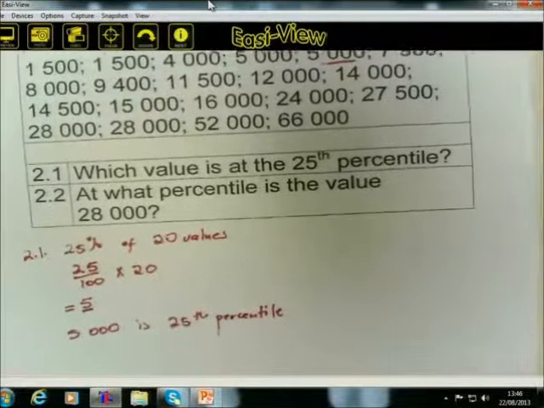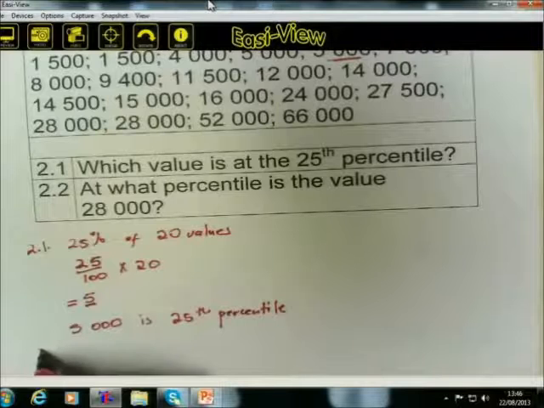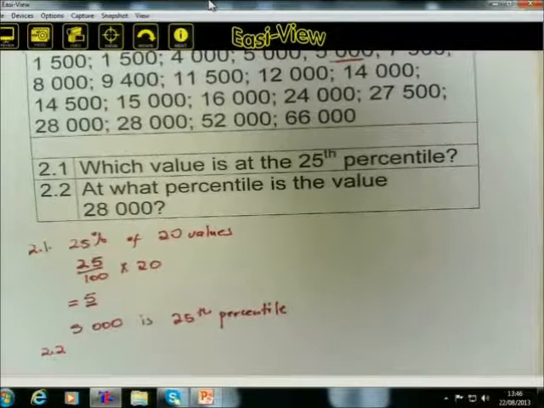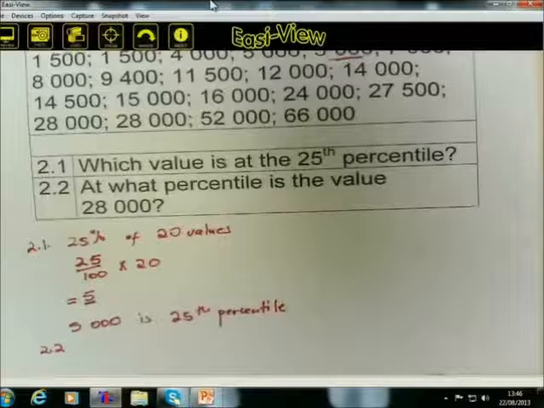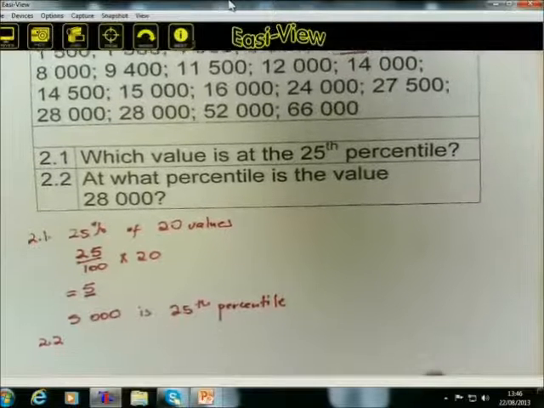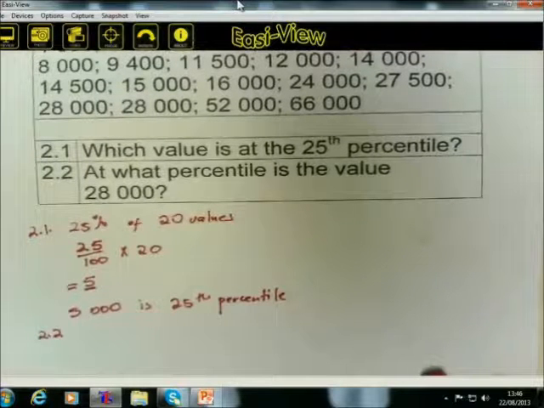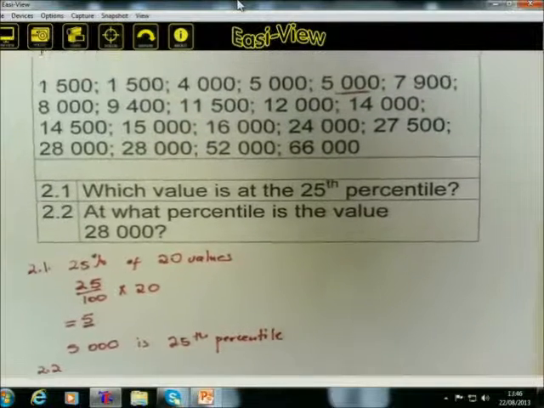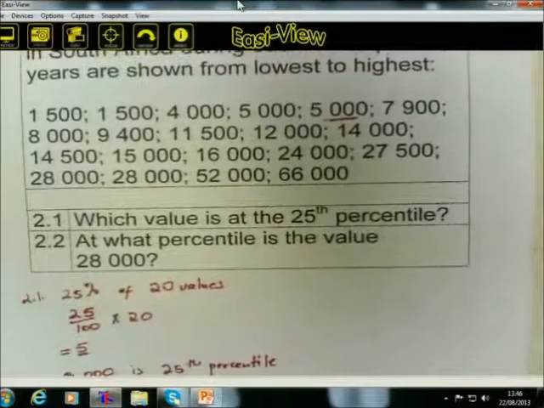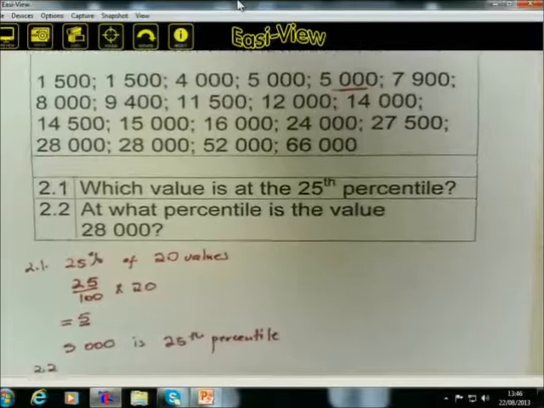Okay. Now let's look at 2.2. It says, at what percentile is the value 28,000? Remember, grade 12s, if you count our data set, we have 20 values. And if you look at the value 28,000, if I may go back.